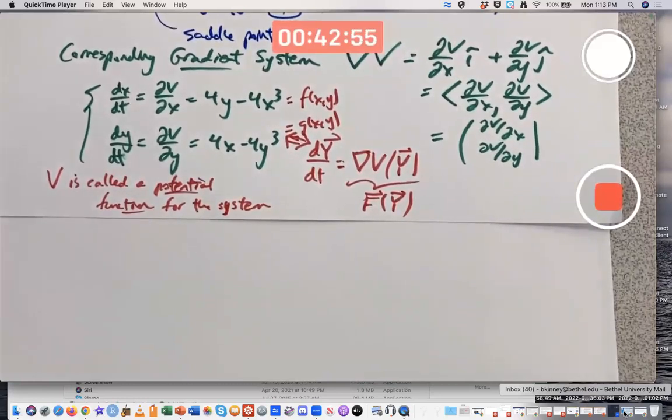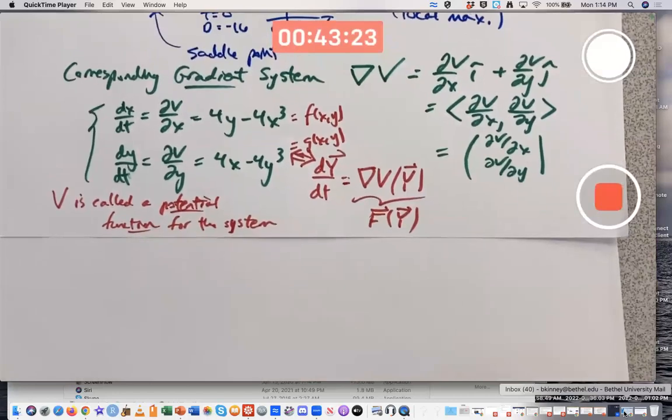In multivariable calculus, you'll learn about, if you haven't already, conservative vector fields and potential functions for conservative vector fields. That's what we've got here, a conservative vector field. V is a potential function. It's related to potential energy. That's what it's called.